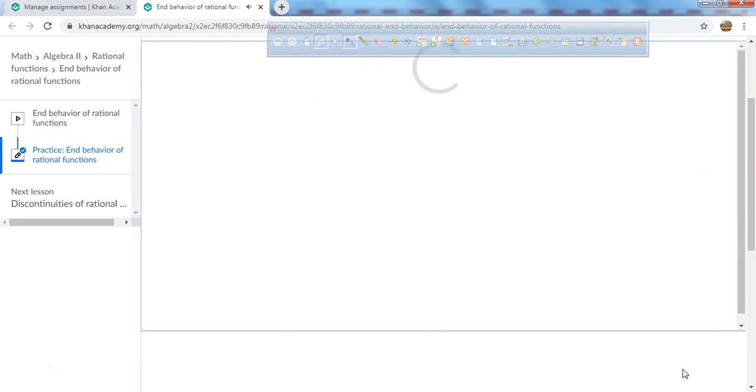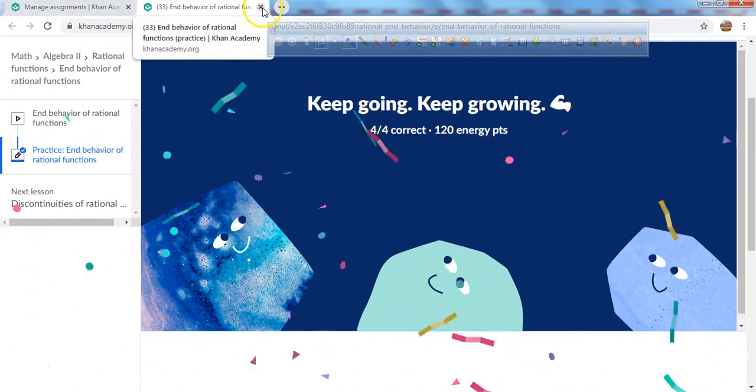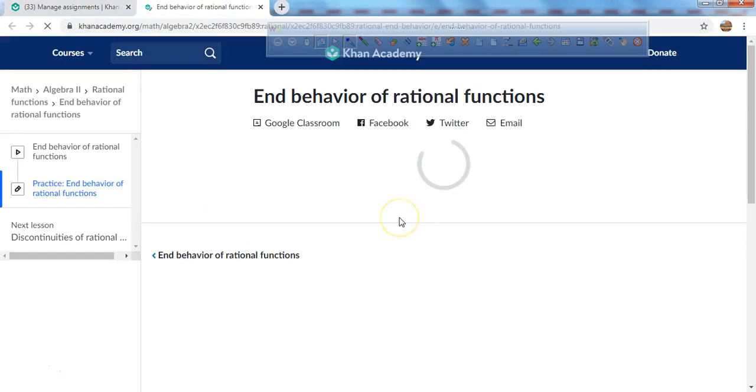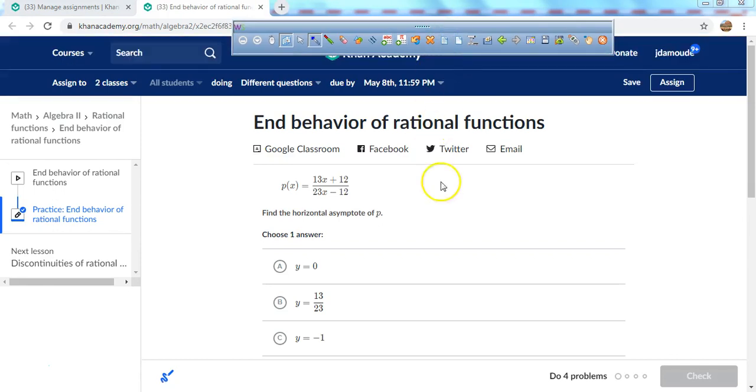Now that was just one problem, so I'm going to go ahead and go back and do it again, in end behavior right here. And we'll do a few more problems together until you guys get the hang of it. Now this one says find the horizontal asymptote of p. So the first thing I'd like you to do is write this down, p of x.